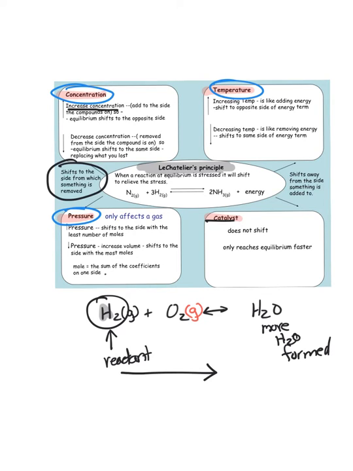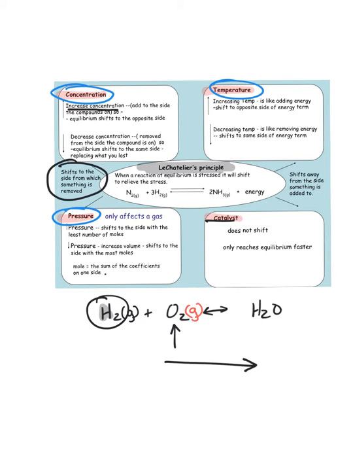Because hydrogen is on the reactant side, we say it shifts to the right. If I added more oxygen, which is still on the reactant side, it will cause the reaction to shift to the right as well. It's going to cause more collisions between the hydrogen and the oxygen, and therefore you're going to be making more of whatever's on the opposite side.